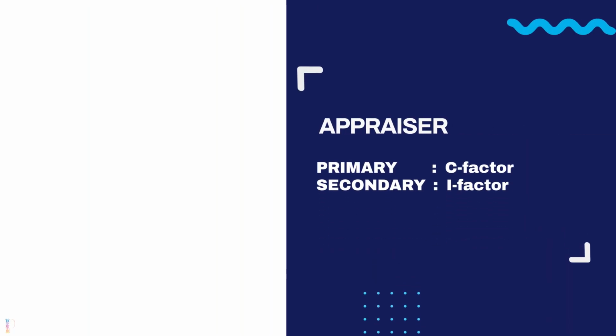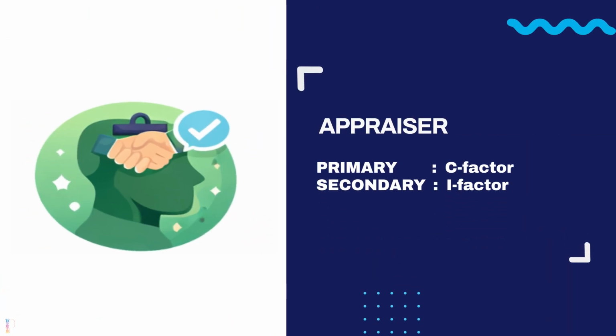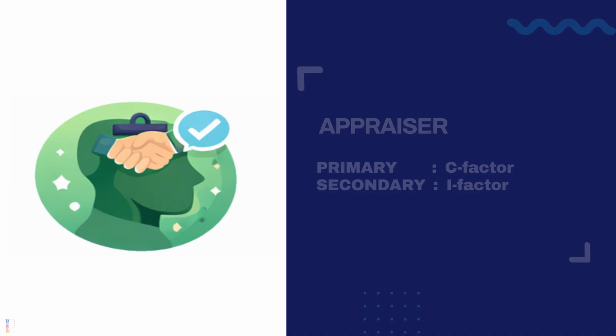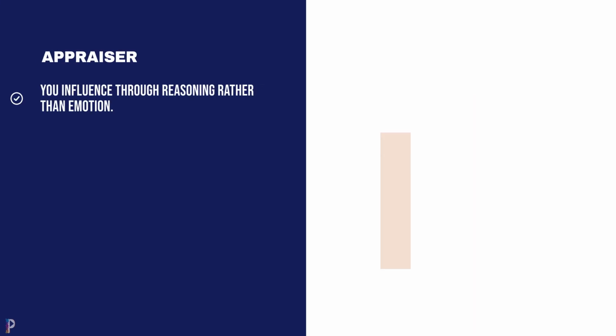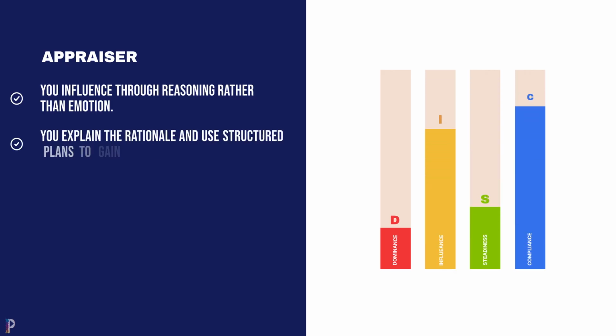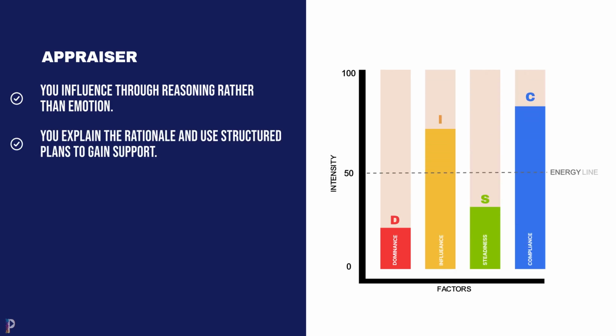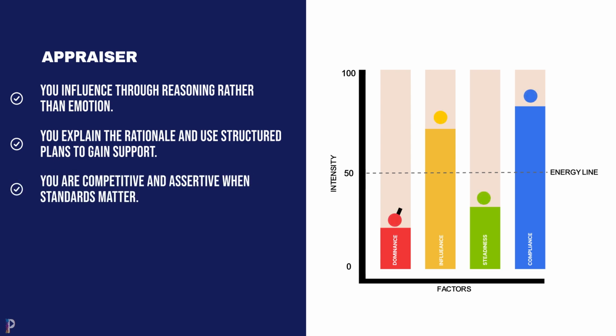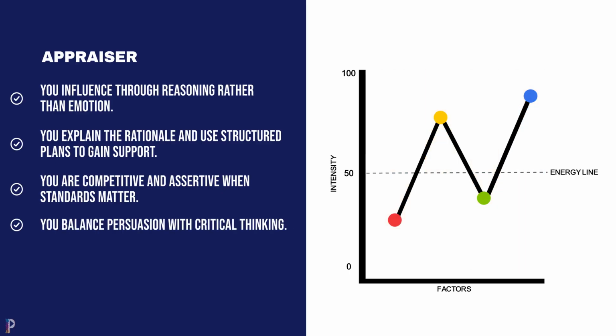If the C factor is primary and the I factor is a secondary factor, you are the appraiser archetype. You influence through reasoning rather than emotion. You explain the rationale and use structured plans to gain support. You are competitive and assertive when standards matter. You balance persuasion with critical thinking.